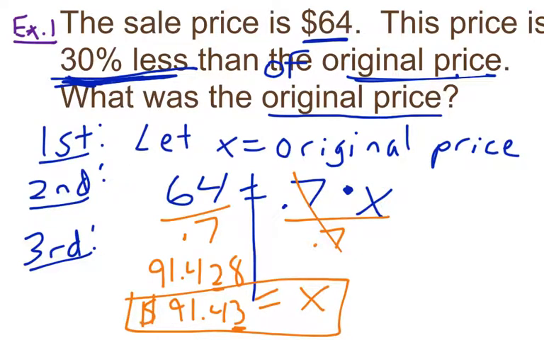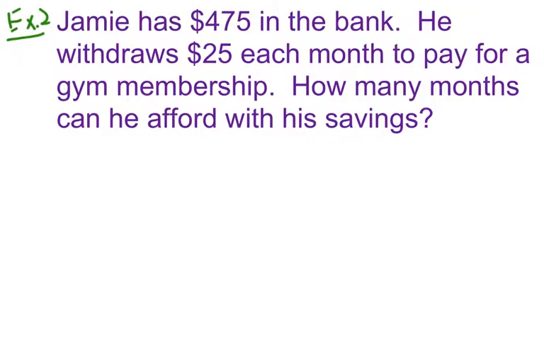Alright, let's try another example. Alright, take a second to jot down example 2. Jamie has $475 in the bank. He withdraws $25 each month to pay for a gym membership. How many months can he afford with his savings? Pause the video if you need more time.